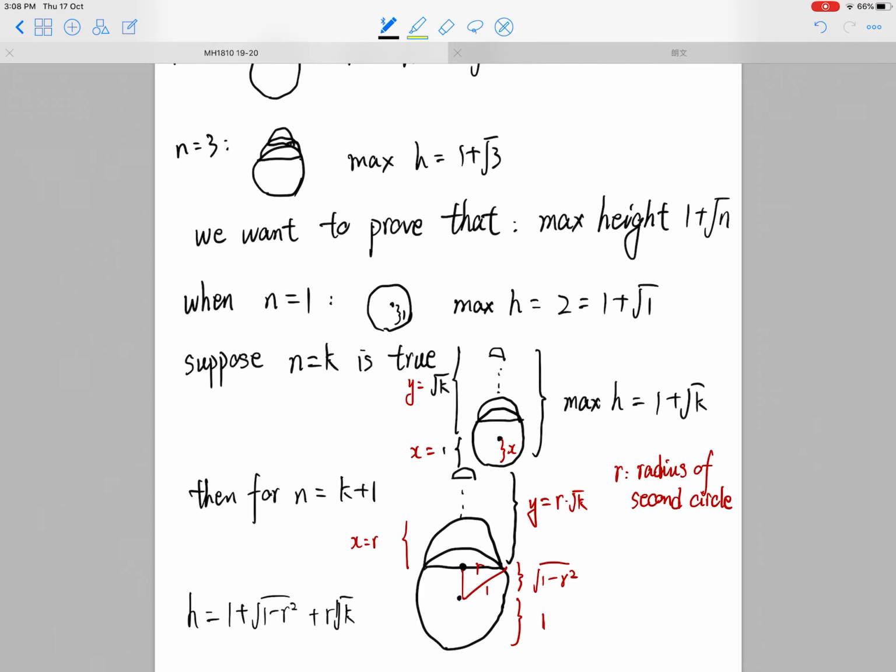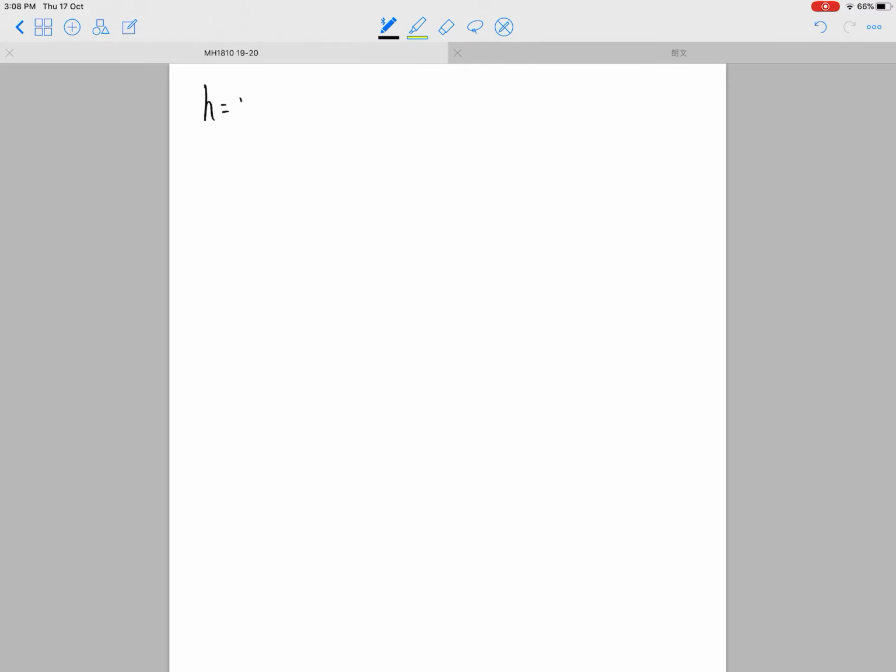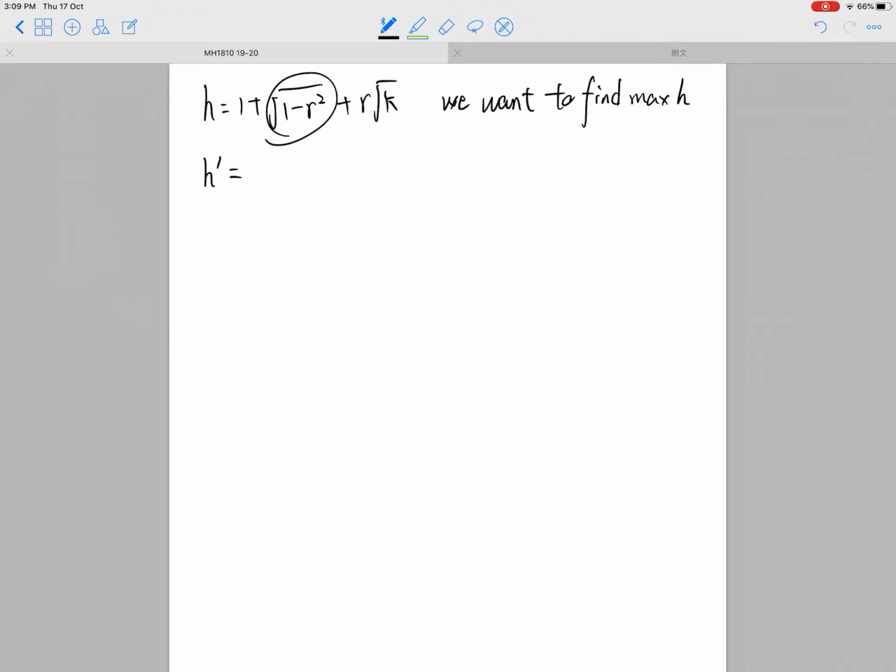Okay. So let's copy it down here. H is 1 plus square root of 1 minus r squared plus r times square root of k. So k is a constant. We want to get the maximum r, right? We want to find the maximum of h. So what do we do? We find its derivative, right? This part's derivative is negative r over square root of 1 minus r squared, and plus this part's derivative is square root of k.